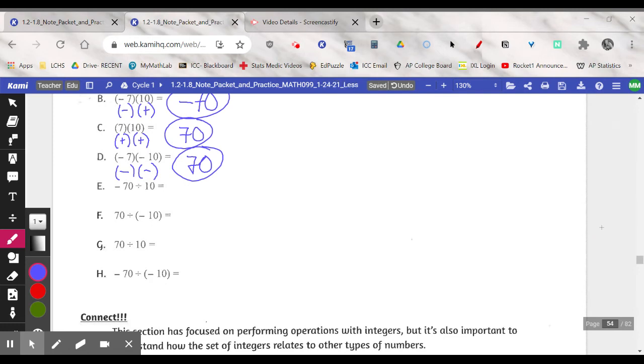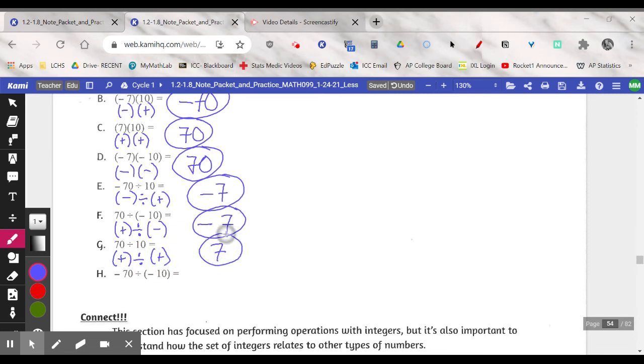For E through H, all of these ones are just dividing, and the same rule applies. If the signs are the same, you get a positive. This one, though, is a negative divided by a positive, so we get a negative answer. 70 divided by 10 is 7, so this would be negative 7. This one is a positive divided by a negative, so we get a negative 7 there. This one is a positive divided by a positive, so we get a positive 7. And the last one is a negative divided by a negative, so we get a positive 7.